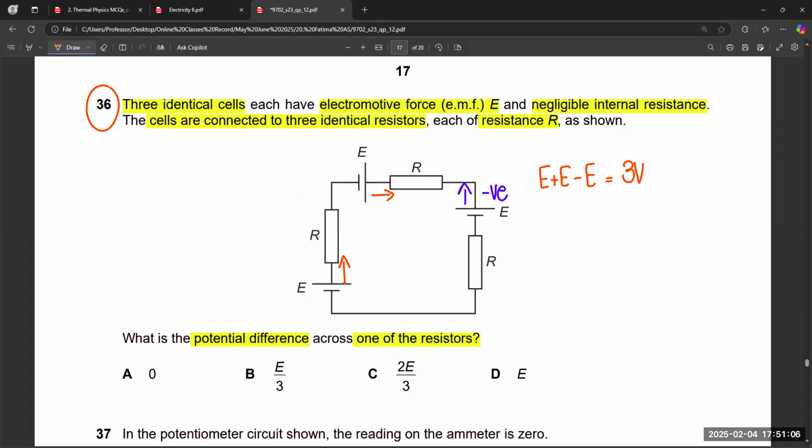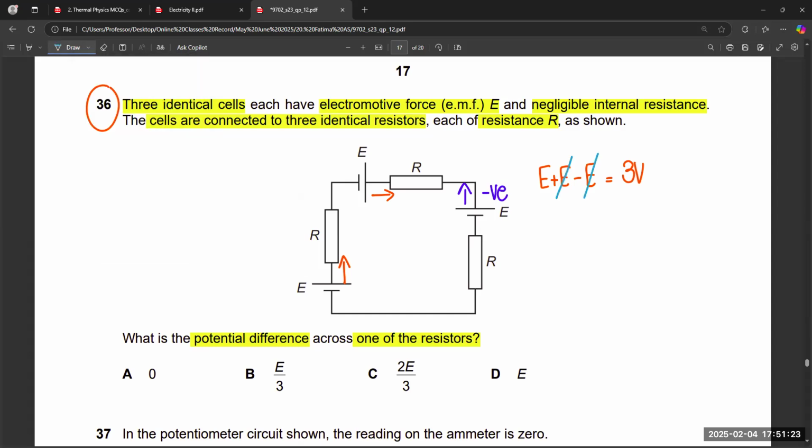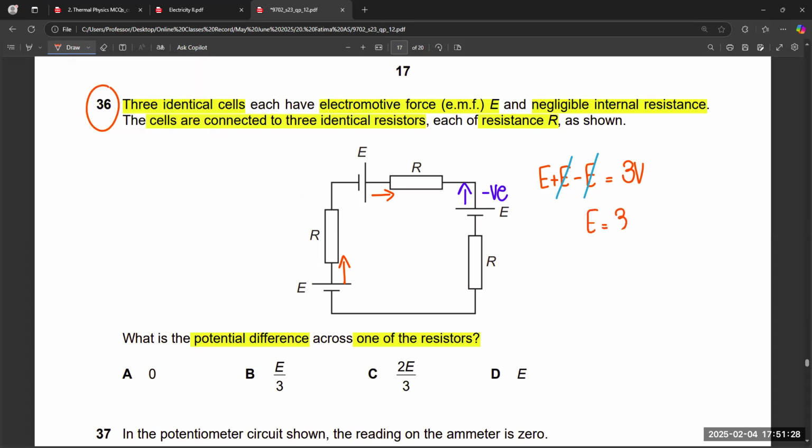So it means that they are asking about the potential difference across one of the resistors. So E plus E minus E is equal to 3E. Oh, sorry, 3V. So you can see if we cancel out these values of E, so E is equal to 3V, simple. Or finally, V is equal to E over 3. So finally, option B is the right answer.